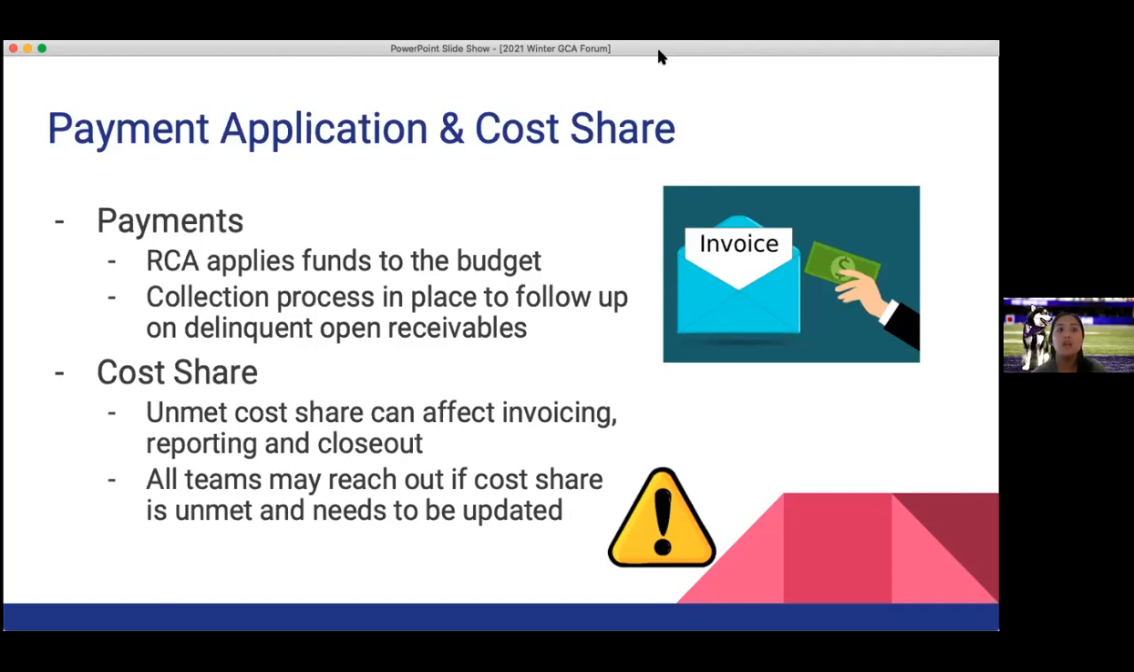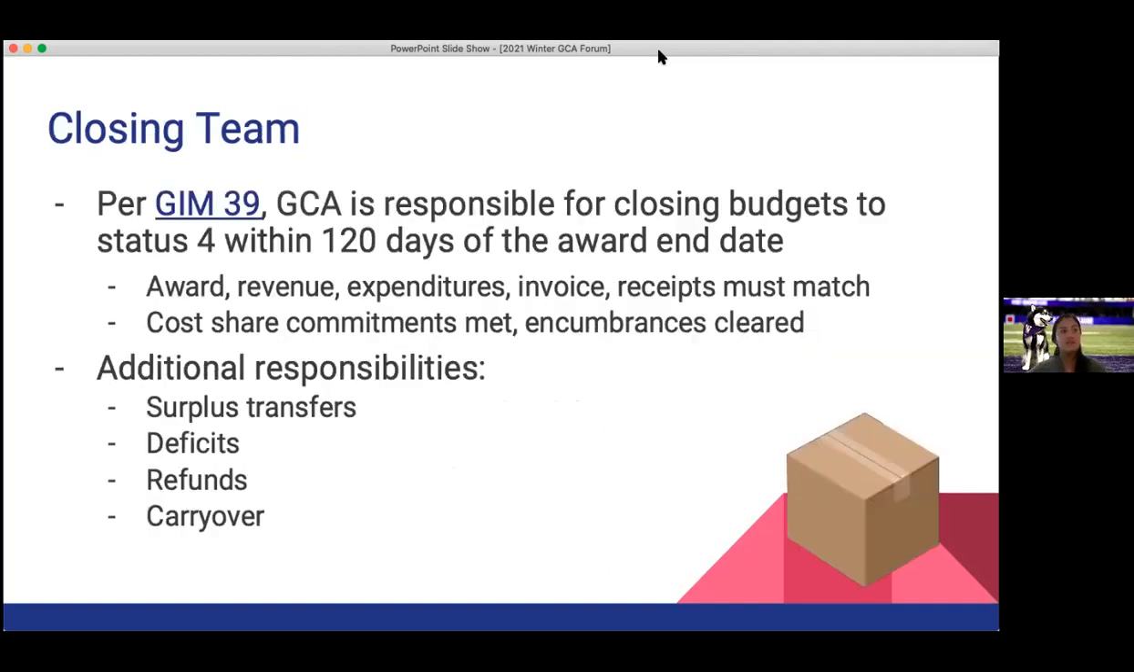If we see any unmet cost share that's preventing an invoice or a report from going out, we will send you a Grant Tracker request to follow up. Next slide, and then our closing team. The closing team's goal is to close out budgets within 120 days of the budget end date.